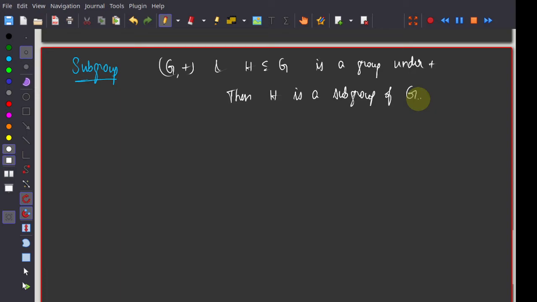If we take the set of all integers, then can you give me a subgroup of the set of all integers? Yeah, subgroup.